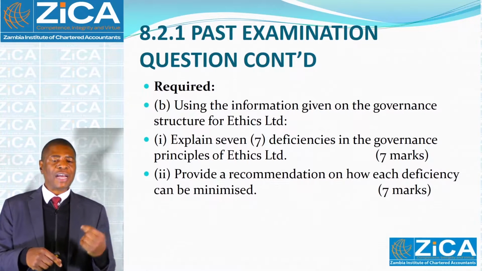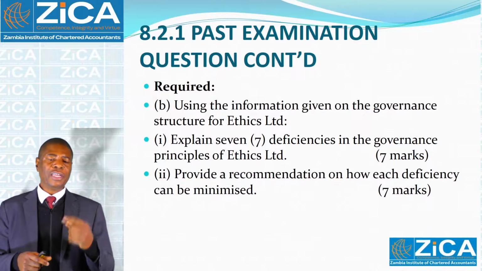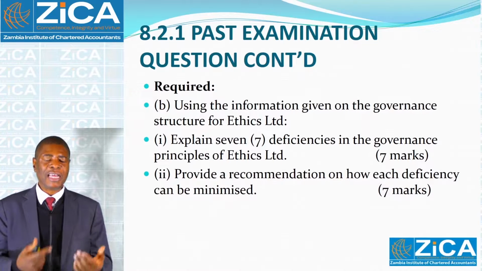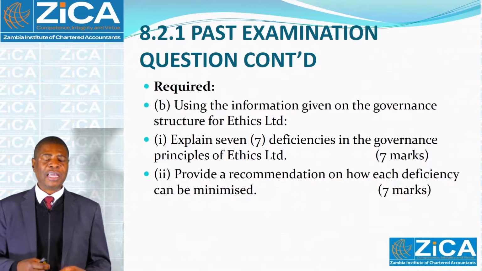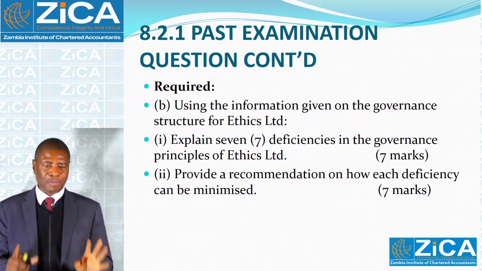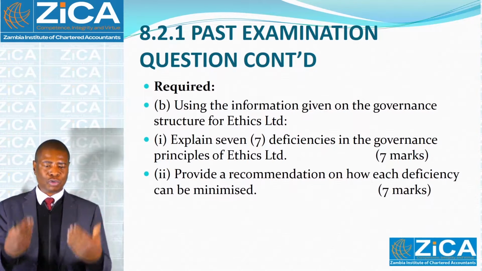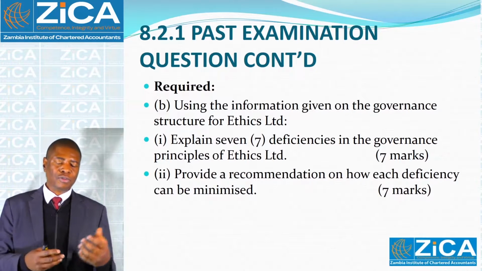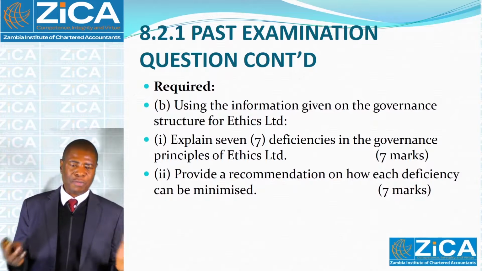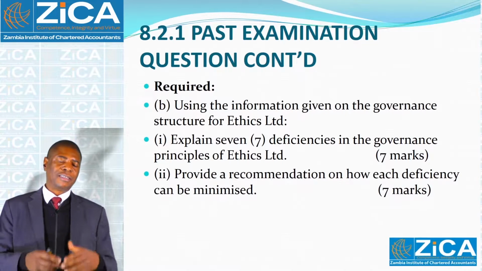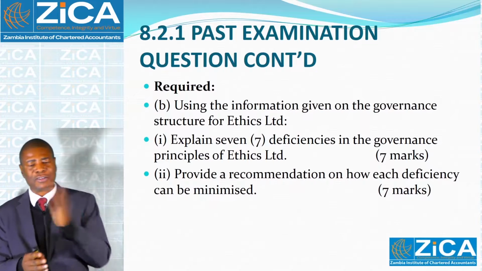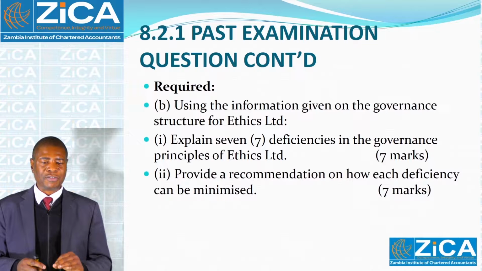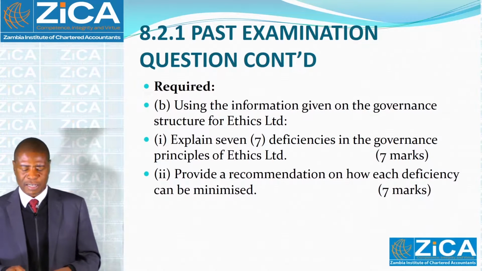We're also required to provide a recommendation on how each deficiency can be minimized. So again, all you need to do is make sure that your presentation is answering both parts of the question. A tabular or columnar format would have done the trick. We've got 2 columns, 1 explaining the deficiencies, 1 recommending. Those who don't use a columnar or tabular format end up answering one part of the question and missing out on the other. These were 14 marks. So if you do a table, you've got all the chance of getting all the 14 marks, and the chance of passing is very high.